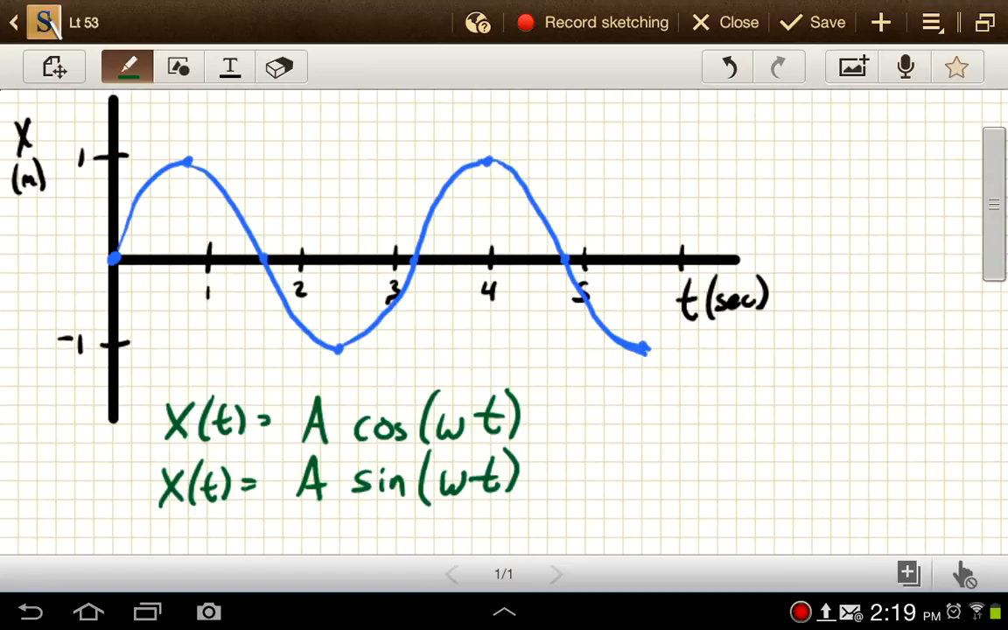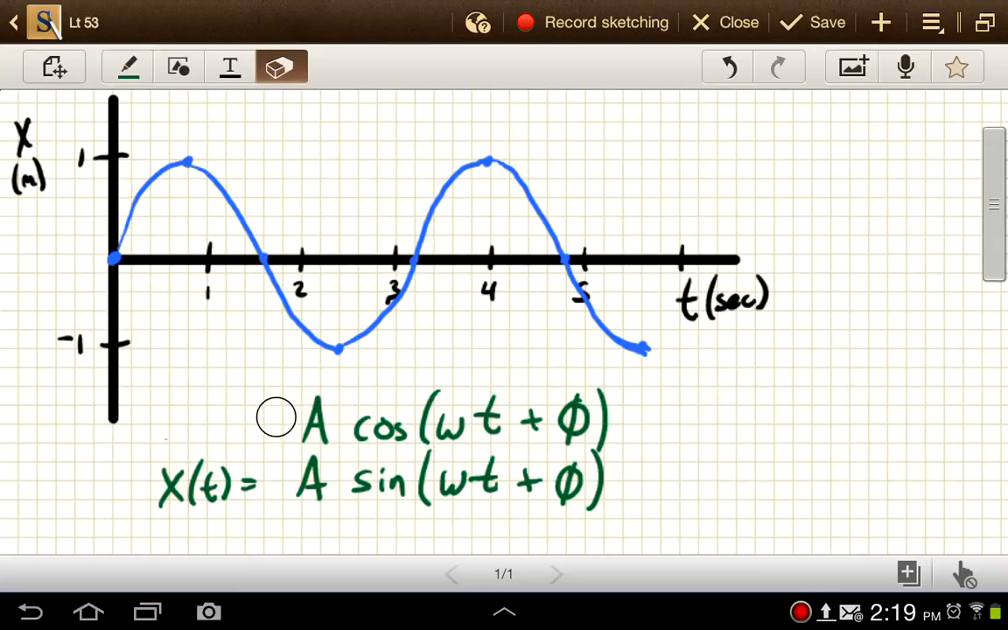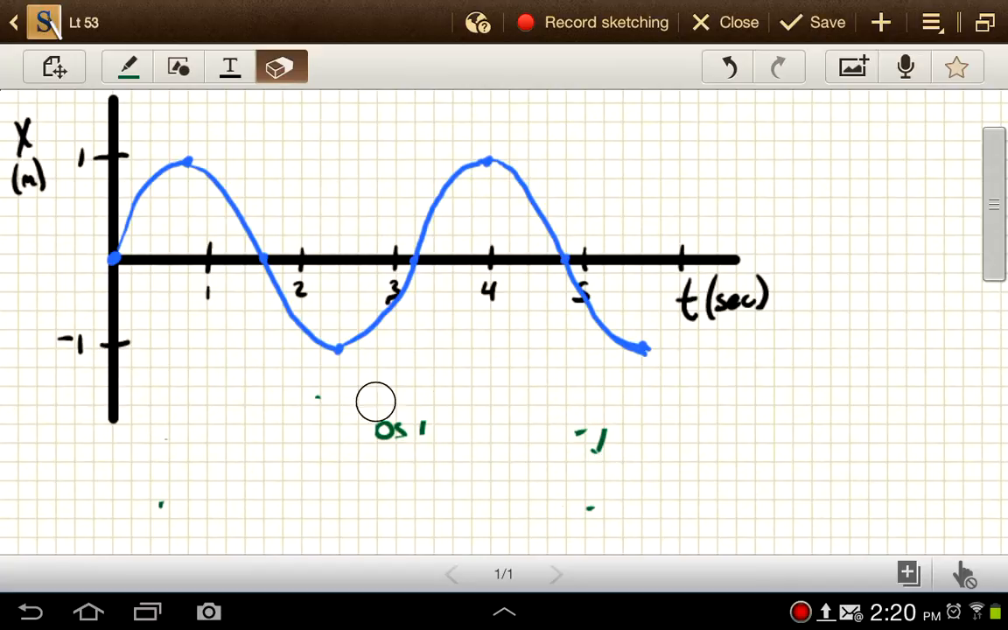If we were shifted so we don't have a 0 or a maximum or a minimum at a time of 0, we'd have to add a term into these equations to shift that graph, and we usually write that as plus phi. But since here we have 0, 0 as our starting point, we don't need to worry about that. So let's start with the assumption that it's going to use the sine function.